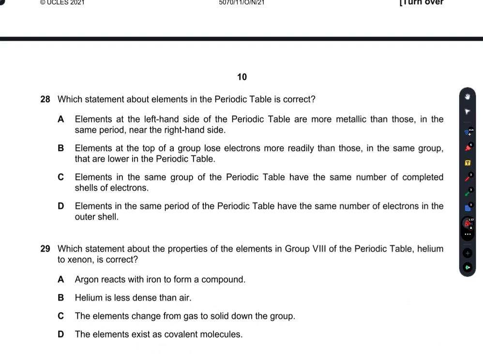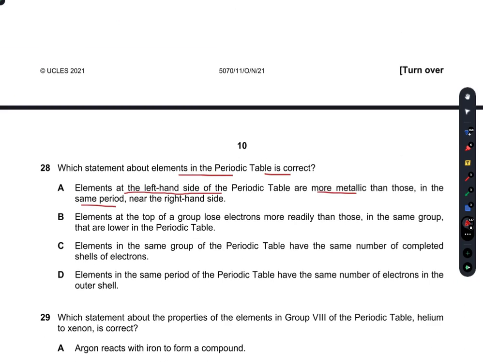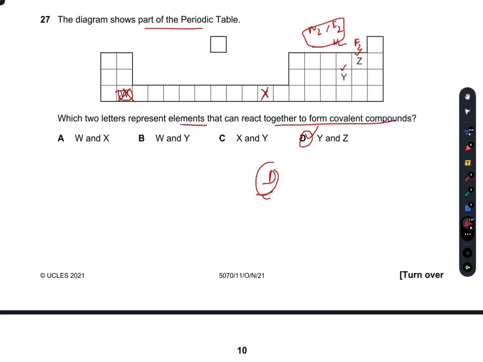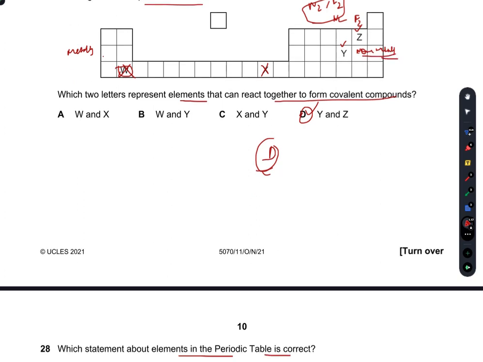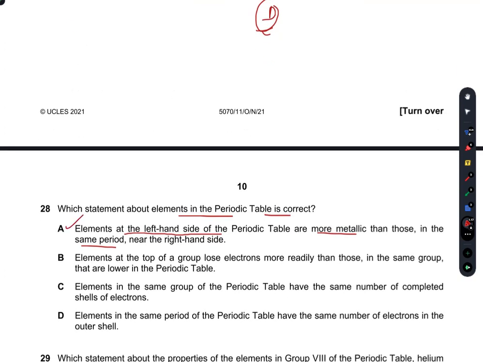Which statement about elements in the periodic table is correct? Elements at the left hand side of the periodic table are more metallic in the same period than those near the right hand side. So if I check the elements on the left hand side of this period, they are more metallic, and these are non-metals, and then we have the noble gases. So yes, A is true. So A is your right answer.